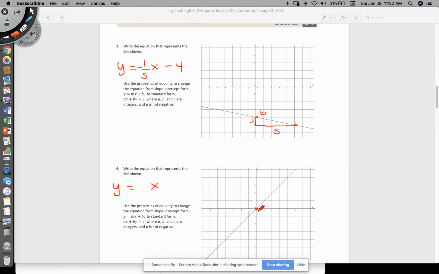All right, now our slope, as you can see, is going to be a rise. So I'm going to rise 1 over 1. Well, 1 over 1 is just 1, and we don't typically write the 1. So this one's going to look a little different, but the answer is y equals x.